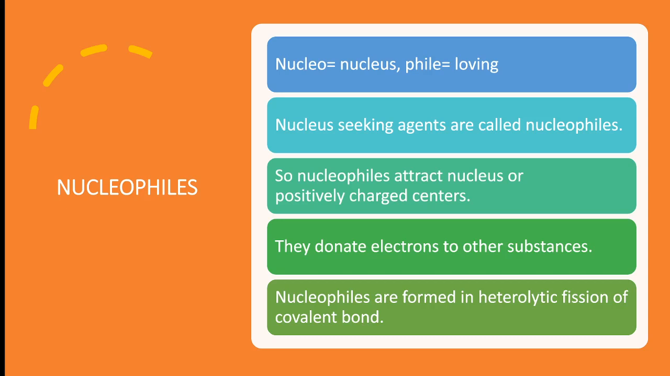And these nucleophiles donate electrons to other substances. Nucleophiles are formed in heterolytic fission of a covalent bond. We have discussed already. Heterolytic bond fission produces positive and negative ions. Positive ions are called electrophiles and negative ions are called nucleophiles.